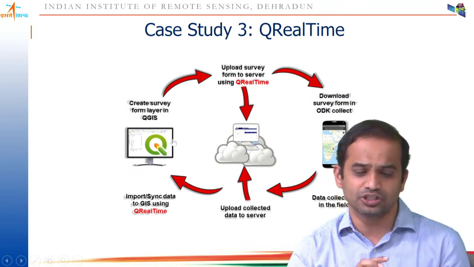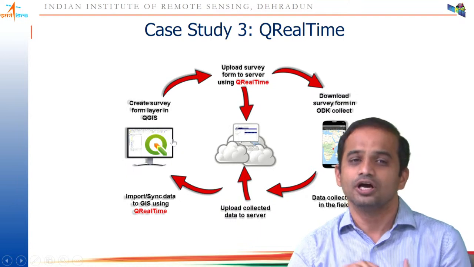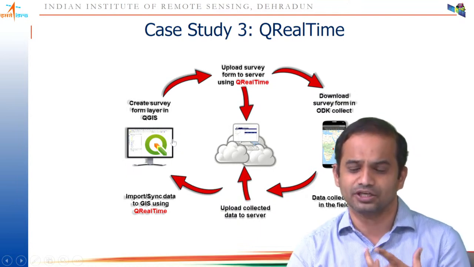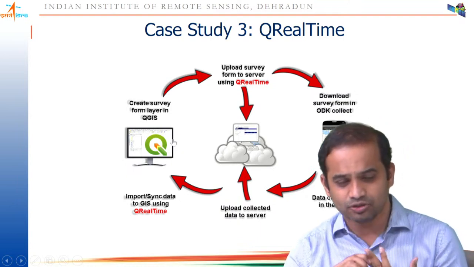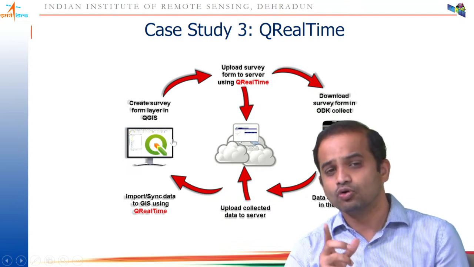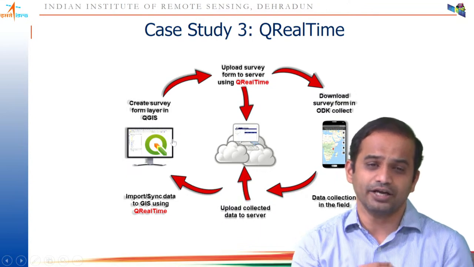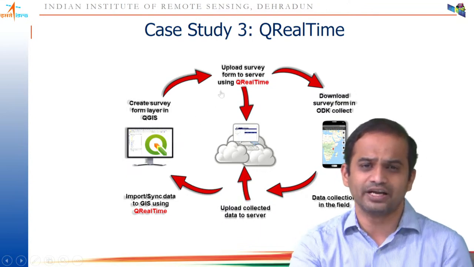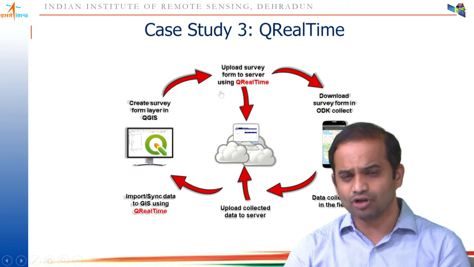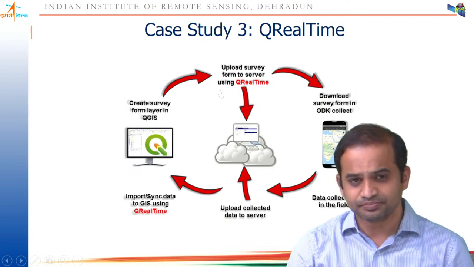One who wants to use this software package can directly use it. Those who want to develop some application can do so. The third kind of software users are those who want to use these tools, and at the same time contribute something and develop some tools on this. So this Q Real-Time is such a case study example, which was developed inside IIRS, right?